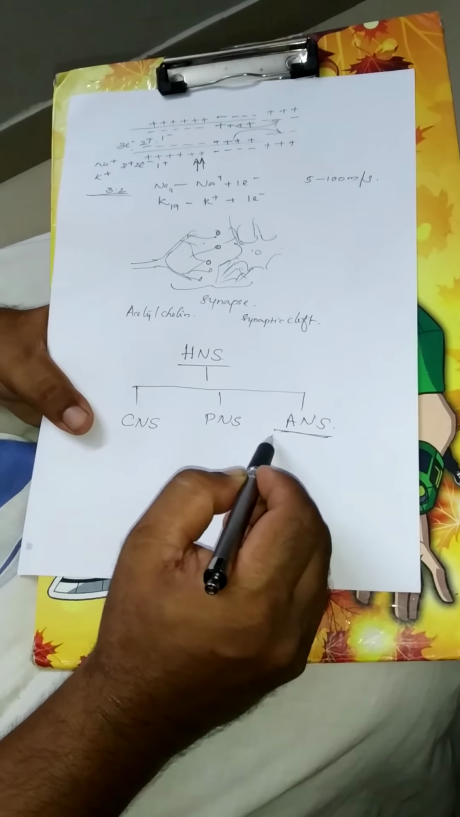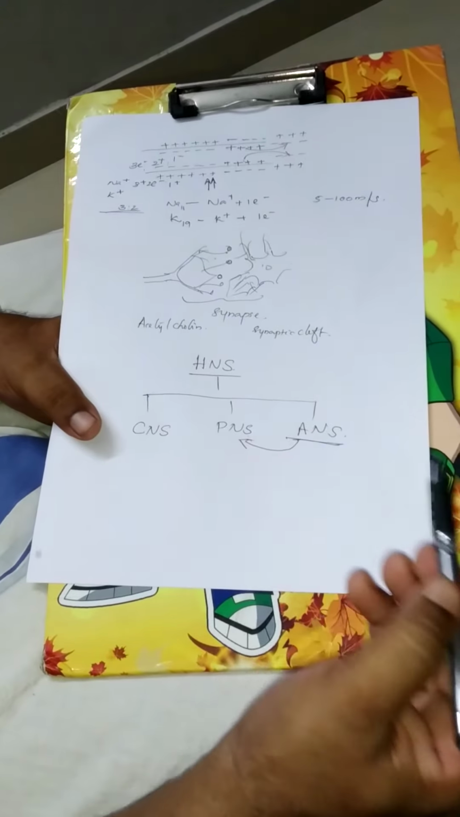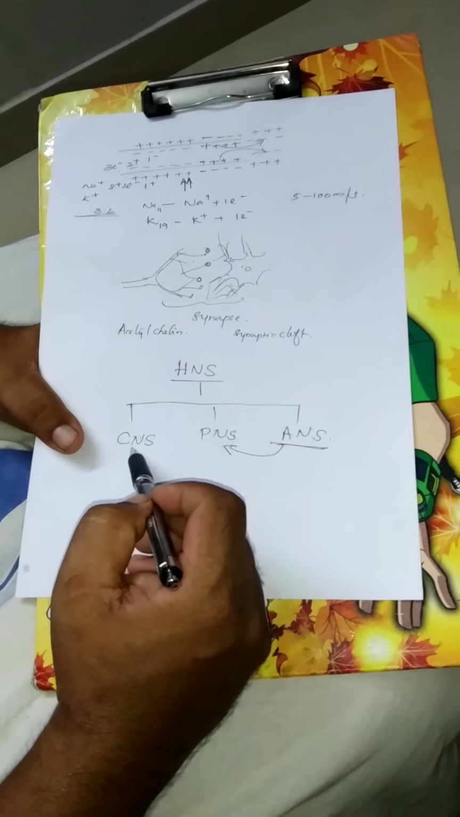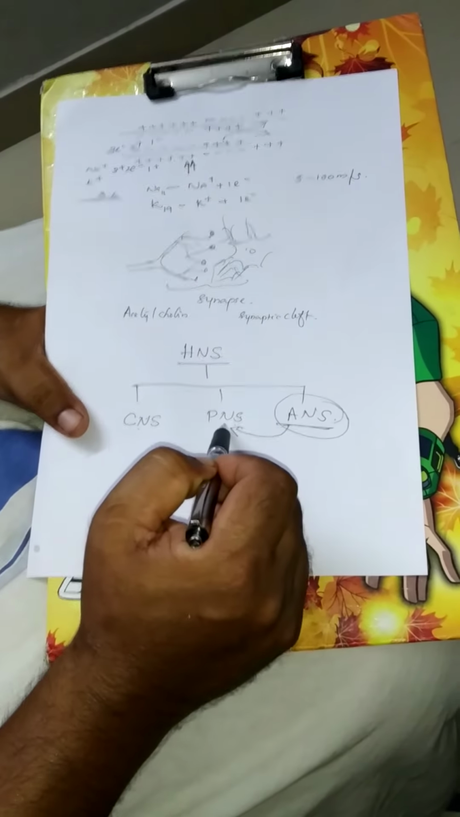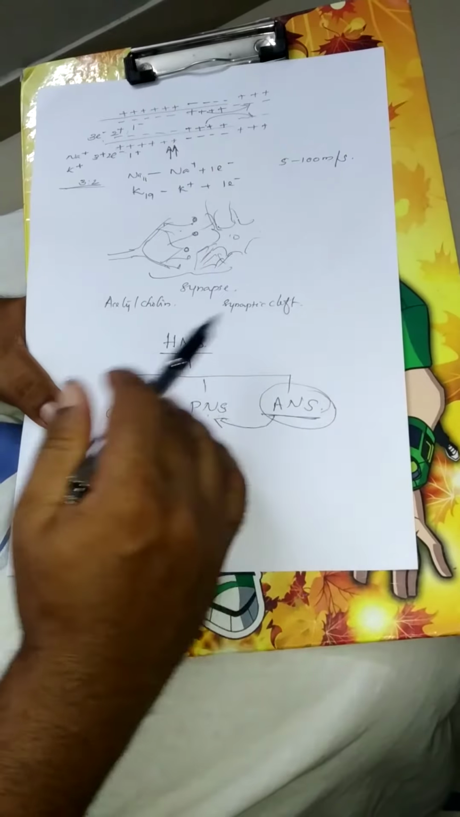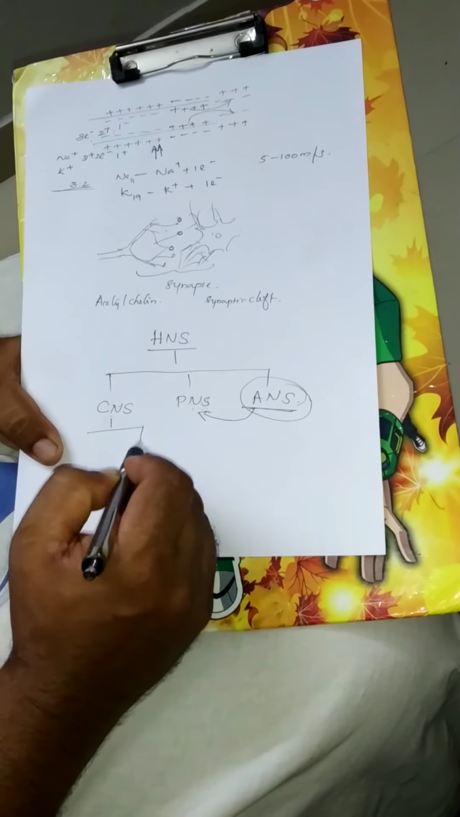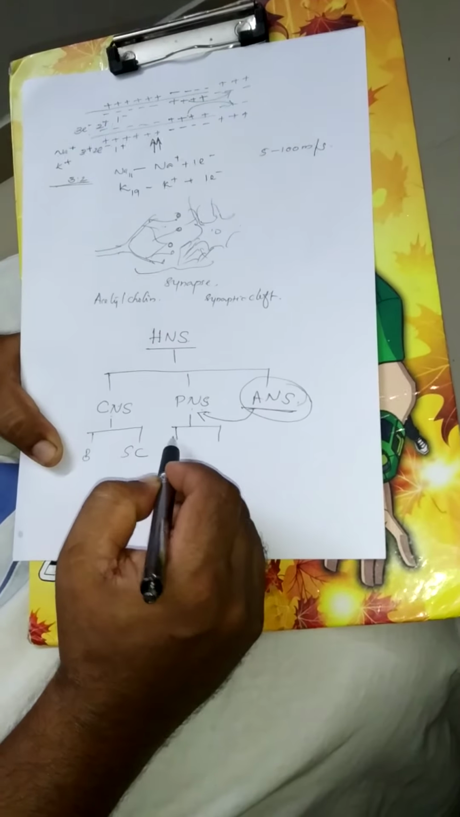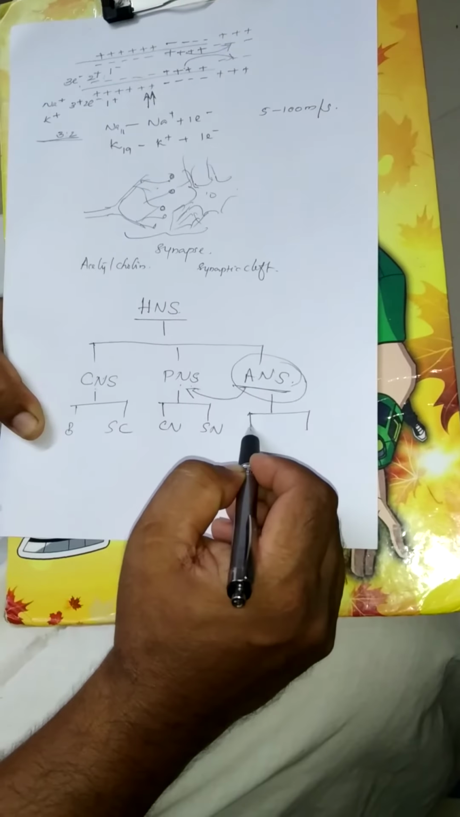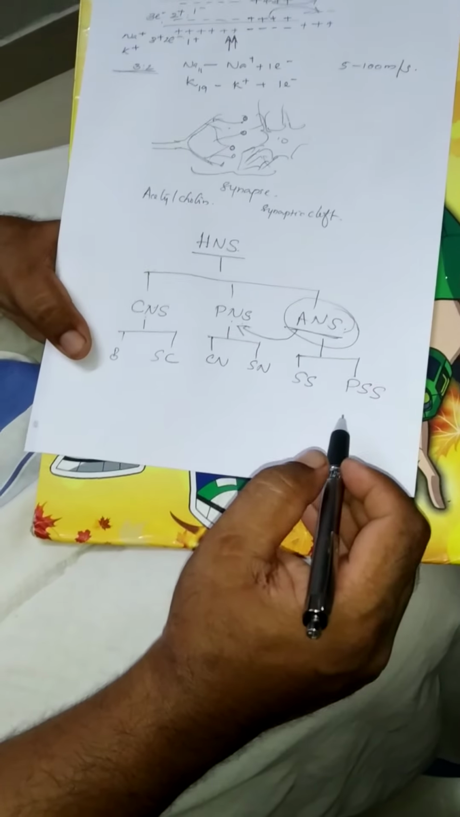The autonomous nervous system is a part of the peripheral nervous system. So, in the text, we can note two types of nervous system, the central nervous system and the peripheral nervous system. The third is a part of the second. But now, we classify it into three. The central nervous system includes the brain and spinal cord. The peripheral nervous system includes cranial nerves and spinal nerves. The autonomous nervous system includes the sympathetic system and the parasympathetic system.